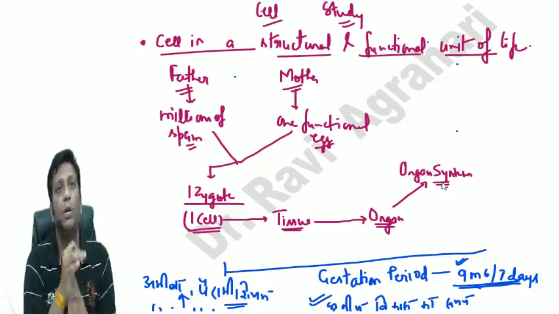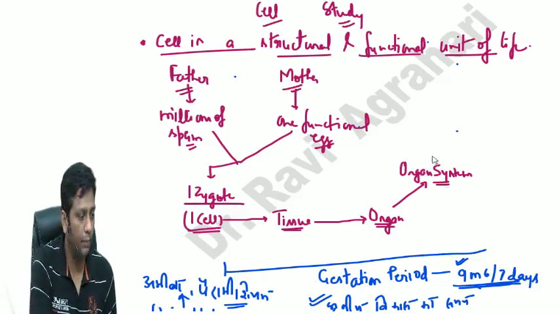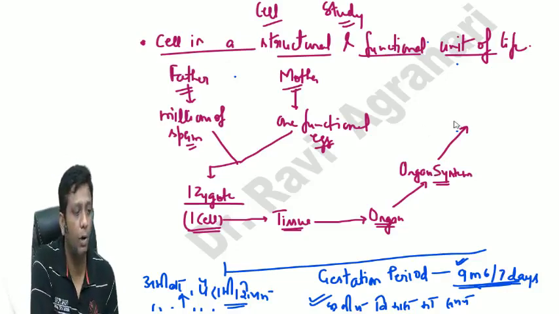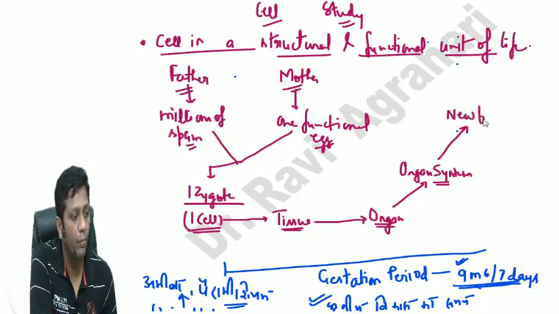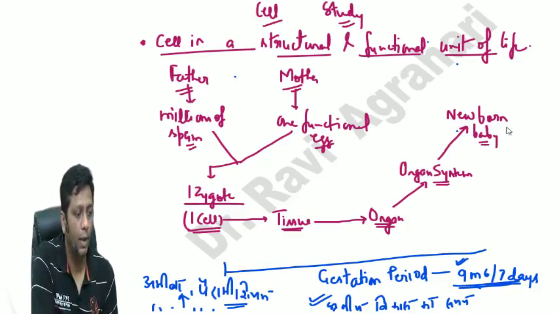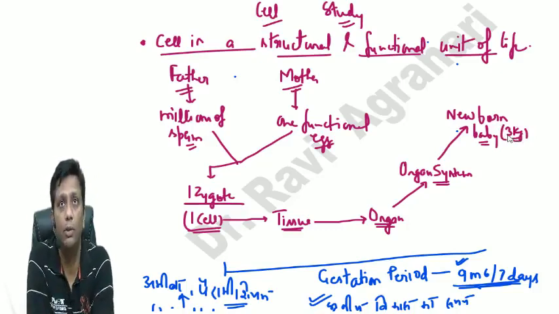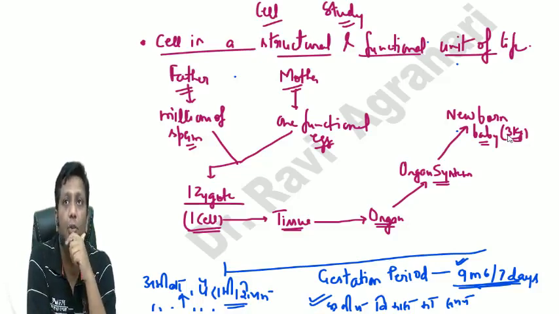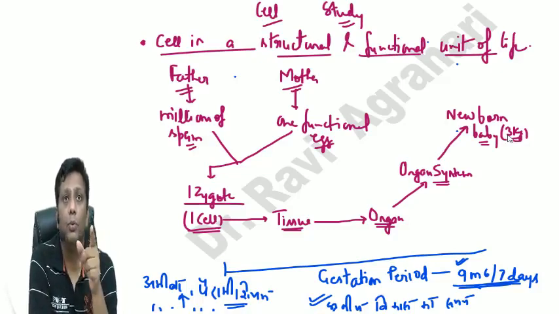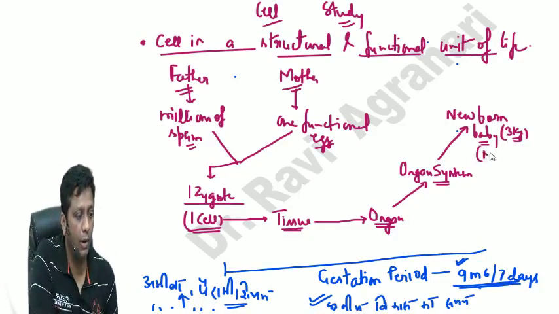functions. And what happens when you completely develop in the mother's body? A newborn baby. All the organ systems work together and form a newborn baby. So finally a newborn baby comes. Suppose this newborn baby is 3 kilograms, suppose by birth your weight is 3 kilograms. And if I ask you, this 3 kilogram baby is you. And here I will tell you, this is the multicellular body.